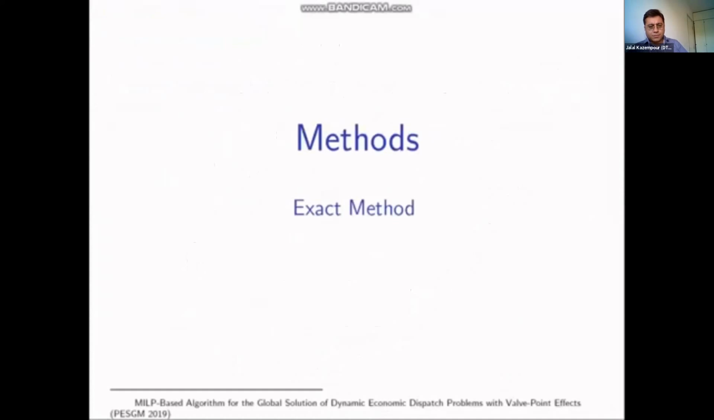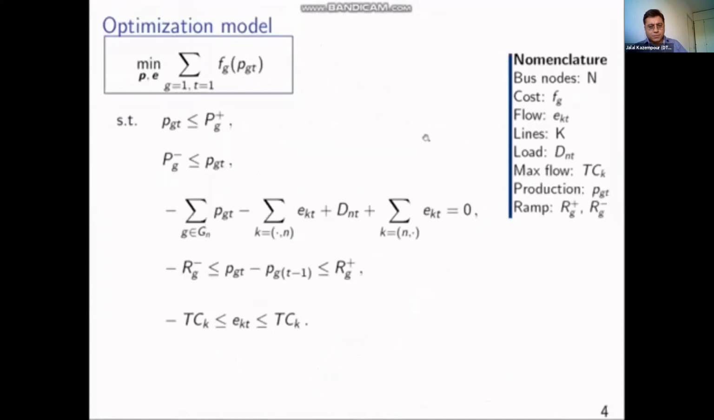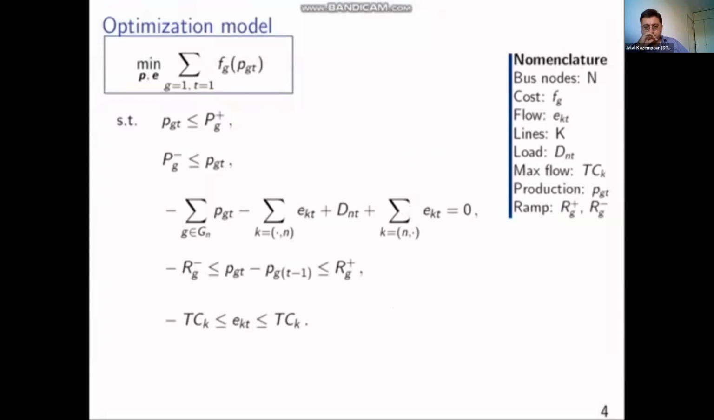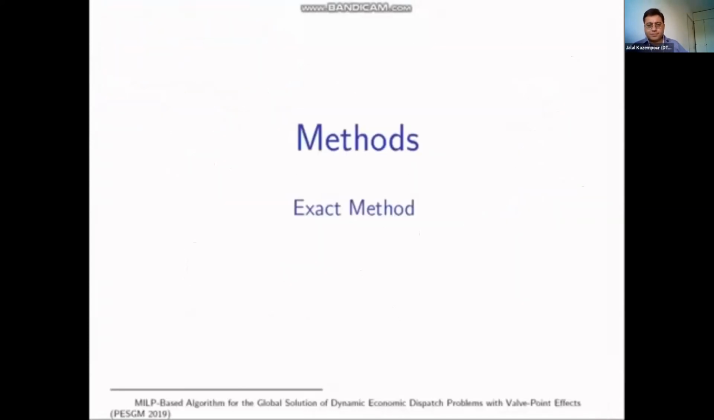So let's look at the method to solve this problem. We have seen that the feasible set is quite easy because it's only linear constraints, so it's a polyhedron, but the difficulty comes from those functions which are non-smooth and non-convex, and so we cannot use the usual traditional methods from convex optimization. So let's look first at an exact method, which we presented at PES last year.